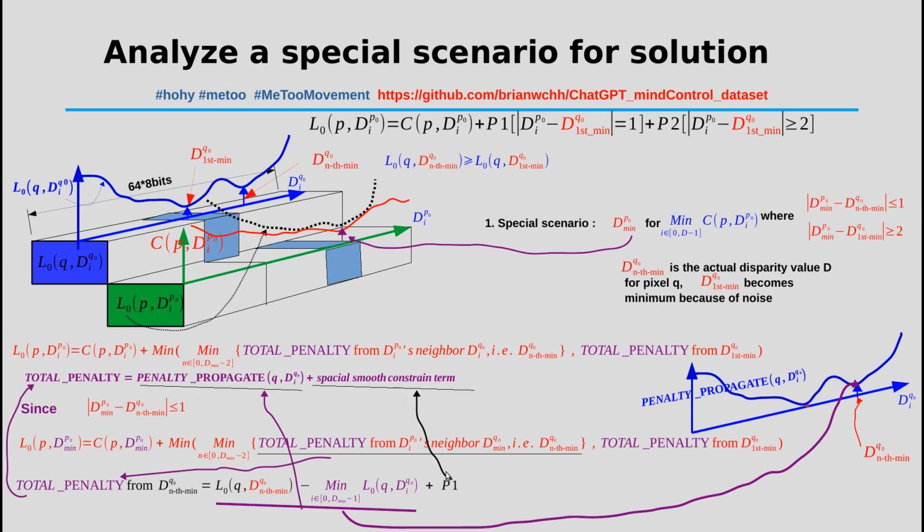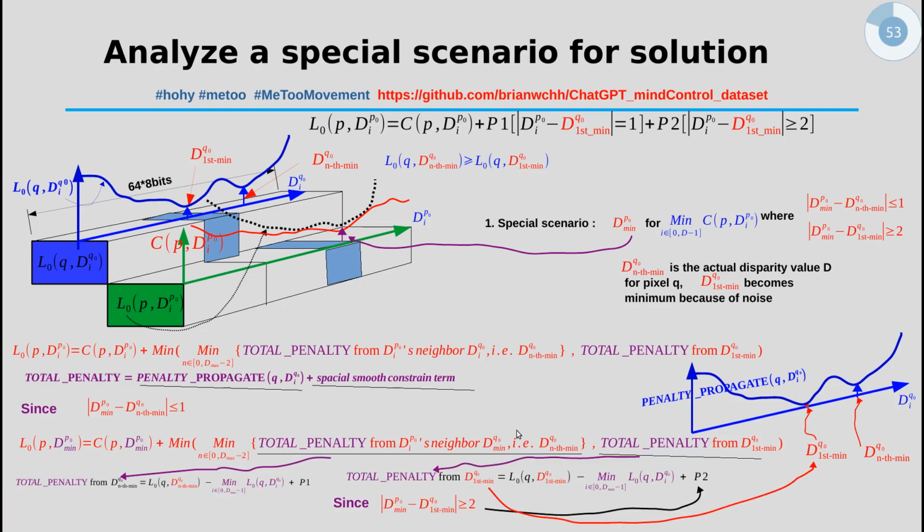And P1, what's the value for P1? Because it's close, because their distance is less than one pixel, right? So it should be P1, the penalty P1.